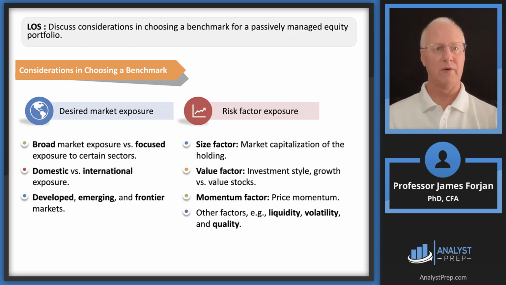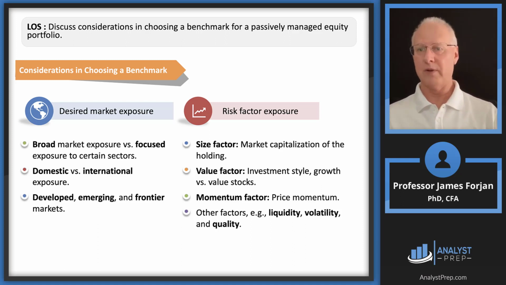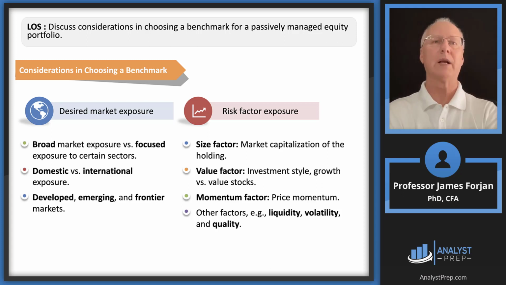All right, how about extra considerations in choosing a benchmark? So desired market exposure or the risk factor exposure. Think about going back to Eugene Fama and the efficient markets hypothesis, and then William Sharpe and even Harry Markowitz. So what did we decide? We decided that stock returns are a function of two basic factors, economic factors and firm-specific factors. We learned that decades ago. So these are two considerations here.